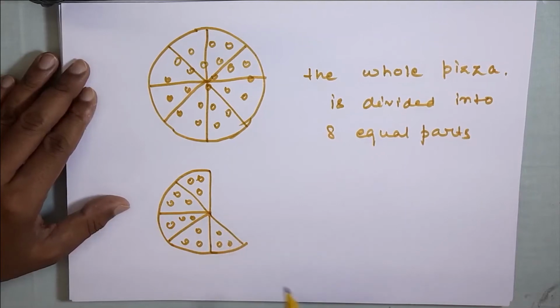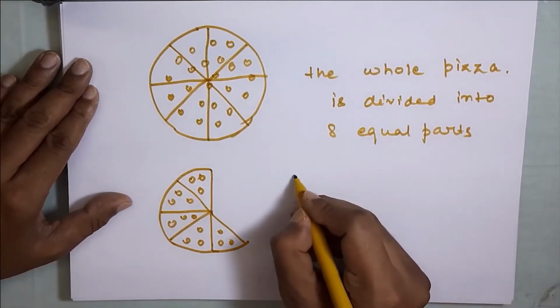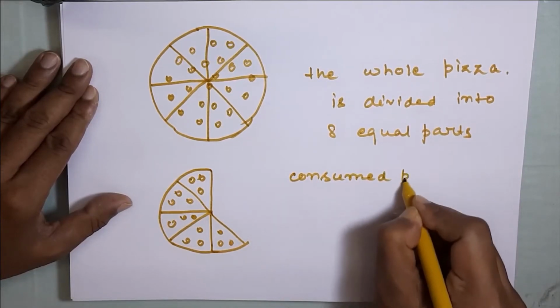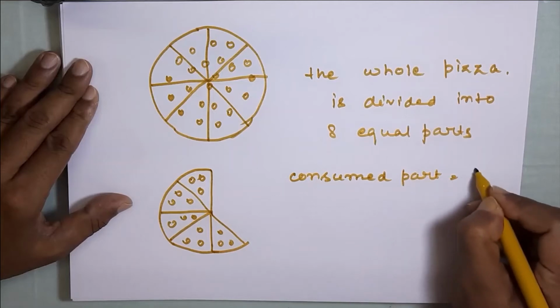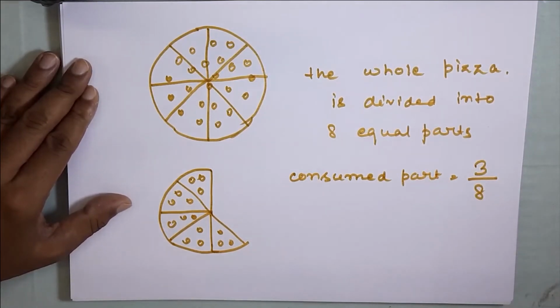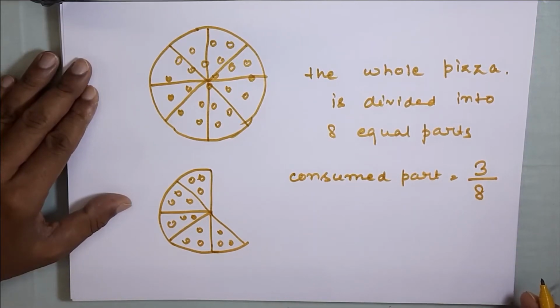So this is the leftover pizza. 3 parts we have already consumed. So the consumed part will be 3 out of 8. So 3 equal parts have been consumed out of 8 equal parts. So we can represent that as 3 by 8 of the pizza is consumed by me and my friends.